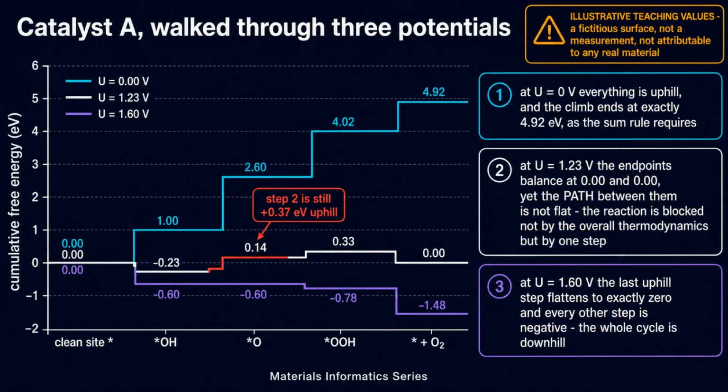Here is a fictitious surface we call catalyst A, whose 4-step energies are illustrative teaching values, not measurements and not attributable to any real material. At 0 volts, everything is uphill and the climb ends at exactly 4.92 electron volts, as the sum rule requires. At 1.23 volts, the endpoints balance. It starts at 0 and ends at 0. Yet the path between them is not flat. Step 2 is still positive by 0.37 electron volts. The reaction is blocked not because the overall thermodynamics forbids it, but because one step still does.